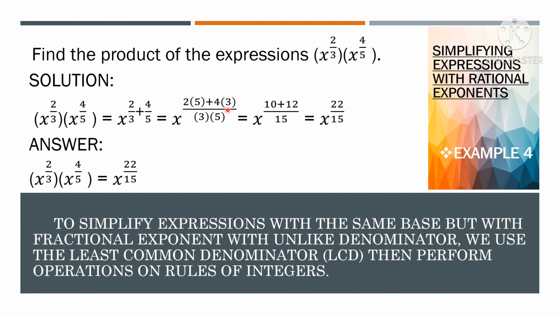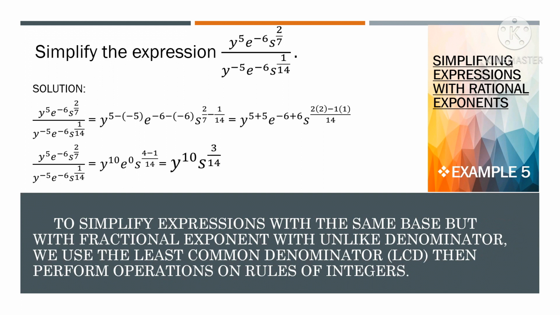Ayun po siya. So, simplify the exponents. 2 times 5, that is 10. 4 times 3 is 12. So, we have here x raised to 10 plus 12 over 15. 10 plus 12 is 22. Kaya, ang final answer natin, or ang product ng expressions x raised to 2/3 times x raised to 4/5 ay x raised to 22 over 15.